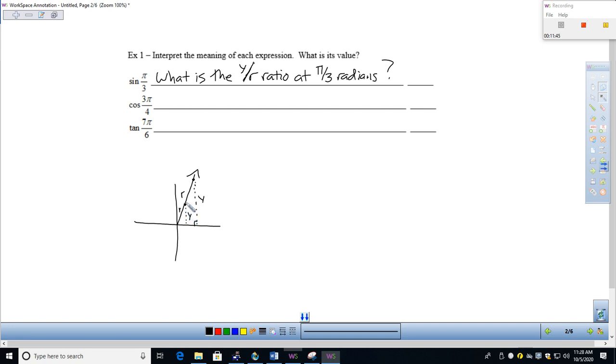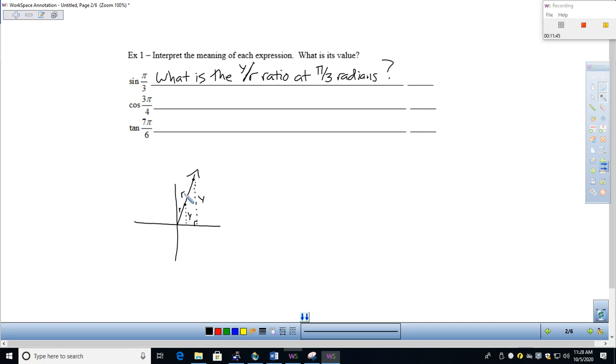Y over r. Could I do that? And think about this. This is a ray, right? So this expands forever and ever and ever. So could I pick any of the infinite points on this terminal side, calculate the y over r, and always get the same number? Yes, that's the idea. The ratio stays the same, and we've seen this time and time again.